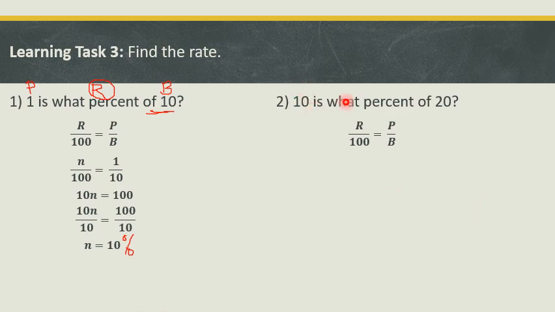Then, number 2, 10 is what percent of 20? So, yung 10, yun yung percentage natin. Yung of 20, ito yung base natin. Ang nawawala is yung percent, yung rate. So, magiging N over 100 equals 10 over 20. Then, cross multiply. N times 20 is 20N. 100 times 10 is 1,000. Then, divide both sides by 20. So, magiging answer natin is 50. 1,000 divided by 20 is 50. So, 50% of 20 is 10.